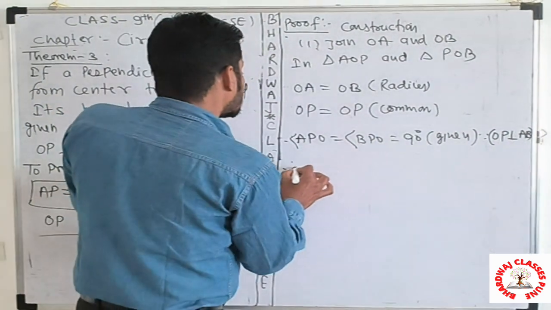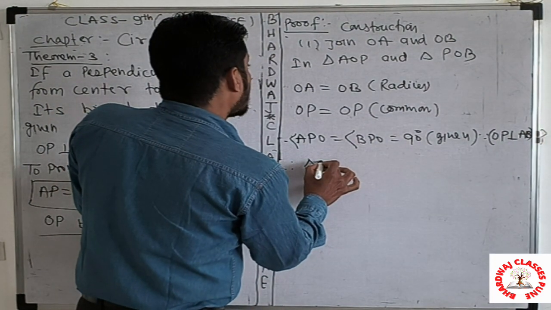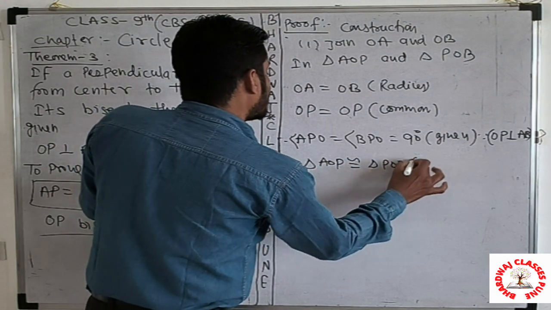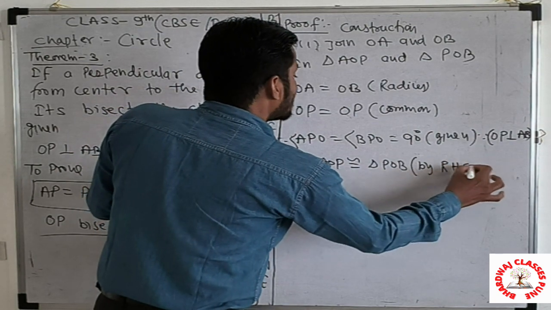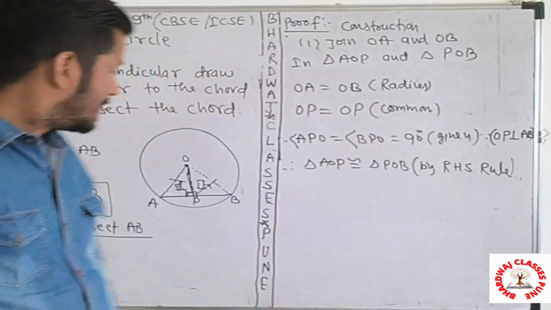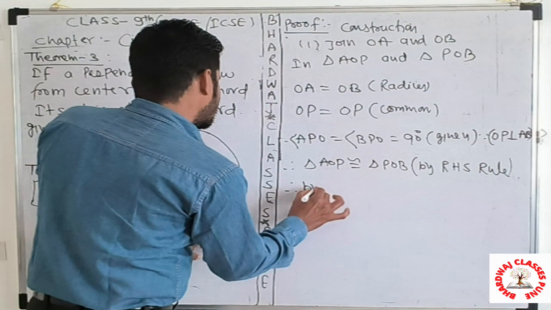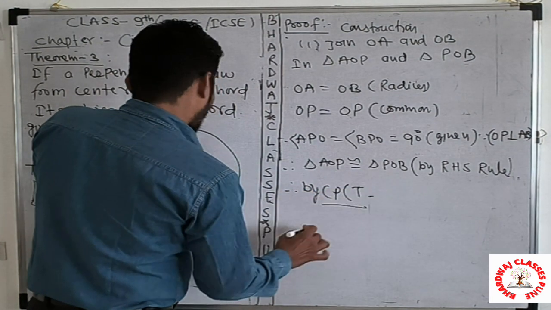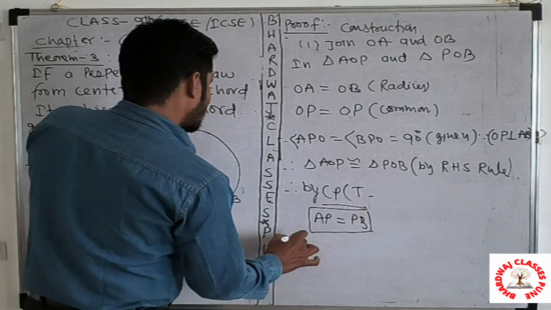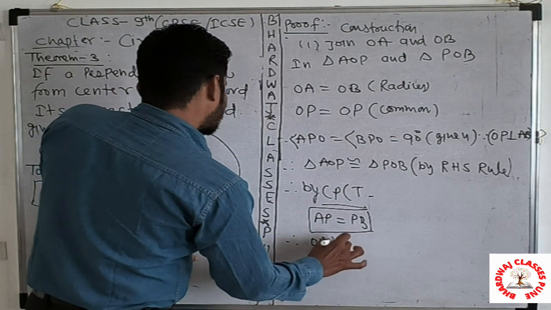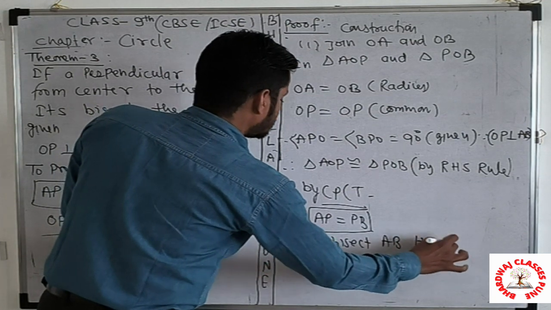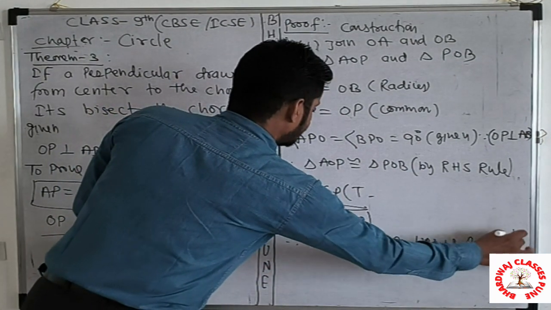So we can say that triangle AOP is congruent to triangle POB by RHS rule, right angle hypotenuse side rule. Now, therefore by CPCT you can write AP equals PB in these two triangles, and hence you can say that OP bisects AB. Hence proved.